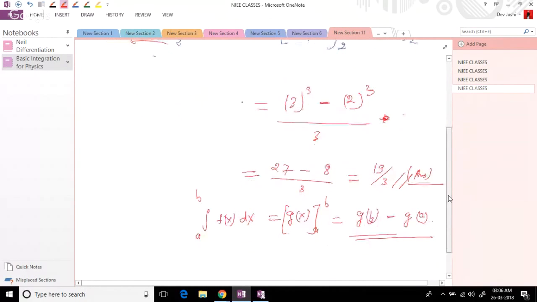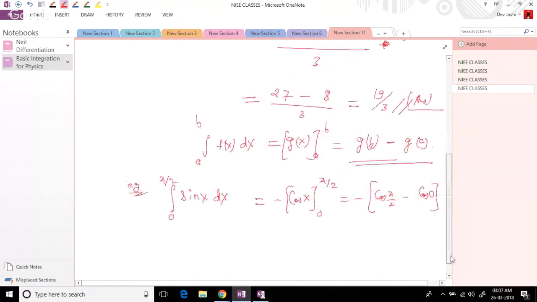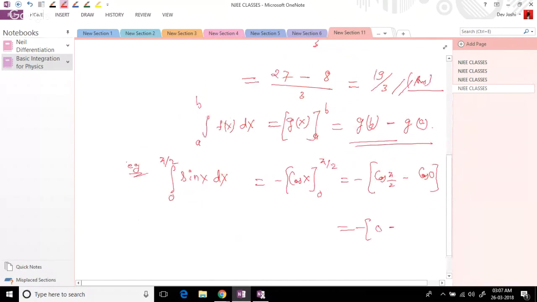Have you got it? Suppose you are given another example on the basis of that. Suppose you have the integral of sin x dx from the limits 0 to pi by 2. Correct. So the integration of sin x is minus cos x from the limits 0 to pi by 2. So first, in place of x, put the upper limit. So it will be minus of cos pi by 2 minus cos 0. Cos pi by 2 is cos 90, which is 0. Minus, what is cos 0? It is 1. So minus minus 1 is 1. That is your final answer. Correct. So this is how we can find the definite integrals.